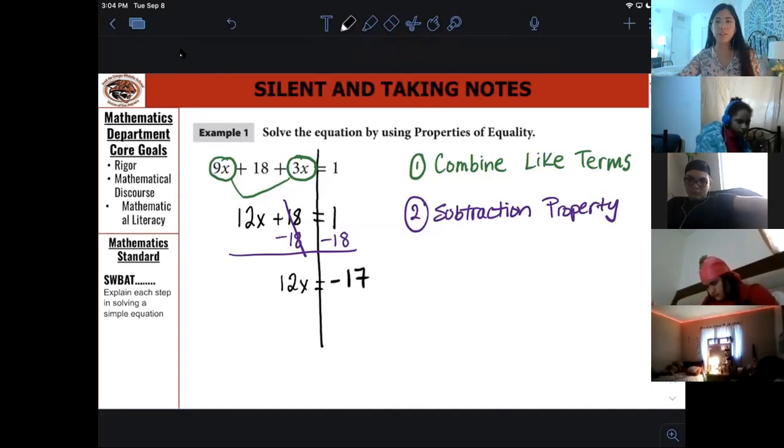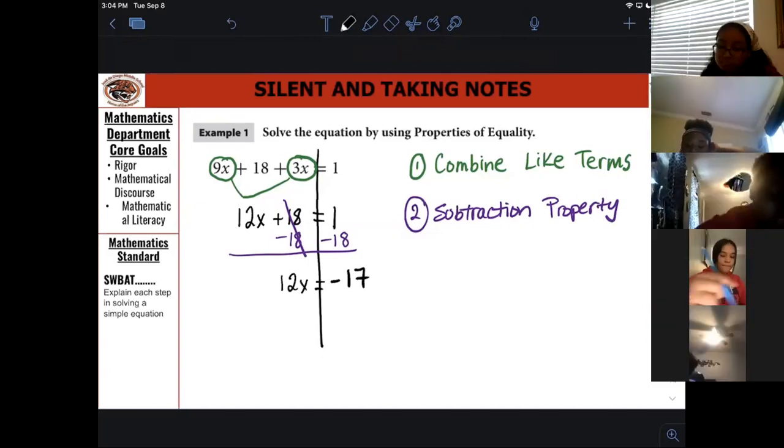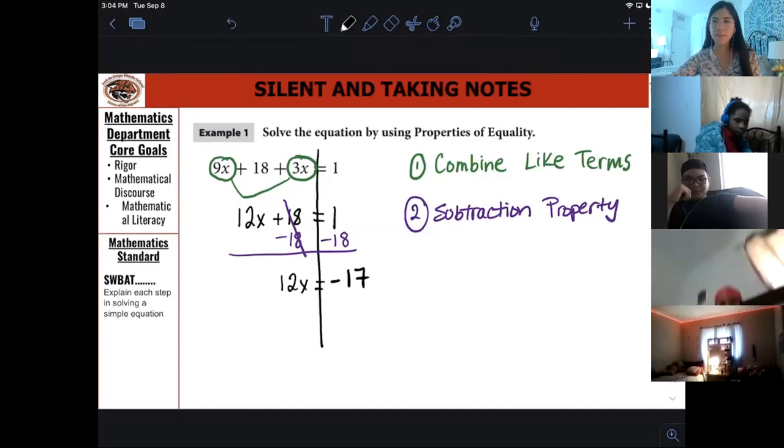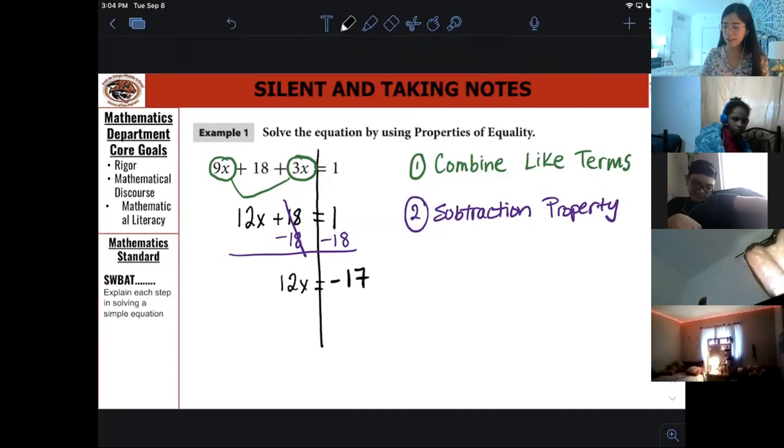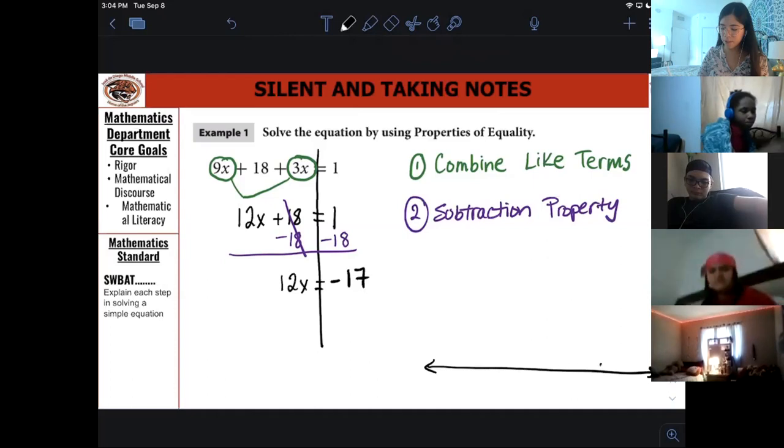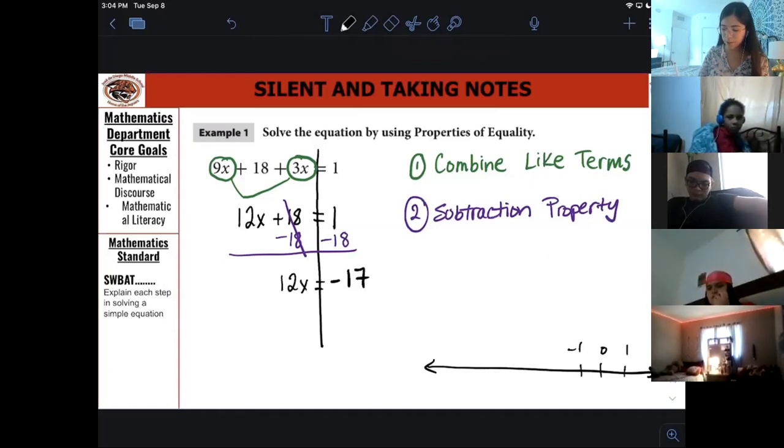Would anyone like for me to explain how we got negative 17? Okay, lots of shaking heads. Couple of yes. Okay, I see a couple of yeses in the chat. So I'll go through it very quickly. If you already know how to do this, then go and do the last step. So 1 minus 18, I always like to visualize it first. And I like to visualize a number line. So if this is 0, that's going to be 1. Then negative 1, negative 2, and so on, right?